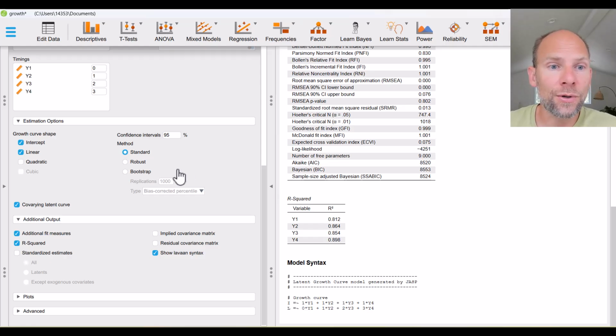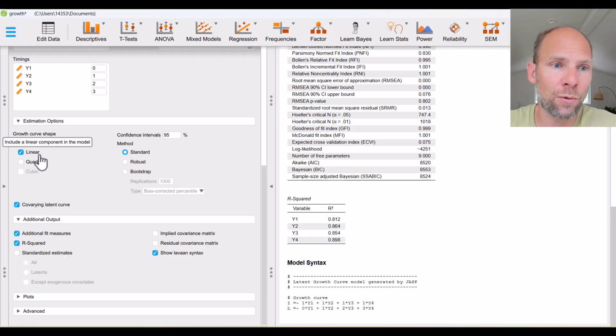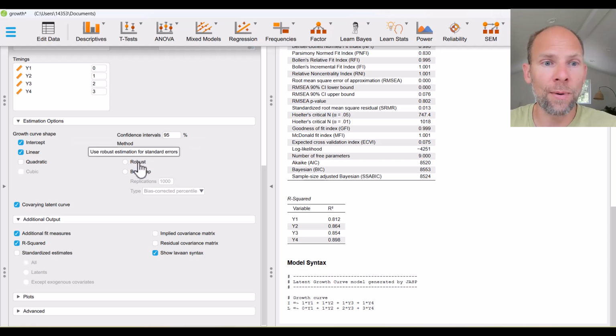Also notice that you can change the model from linear to quadratic or even cubic, so you can test different types of growth curves. Here in this case the linear model fits so well that we don't need any more complicated growth curve, but this is also an option. You can choose between standard maximum likelihood standard errors or robust standard errors or even bootstrap standard errors.